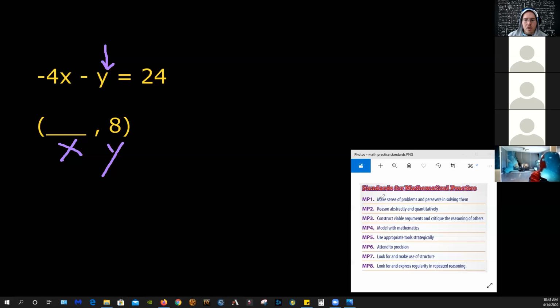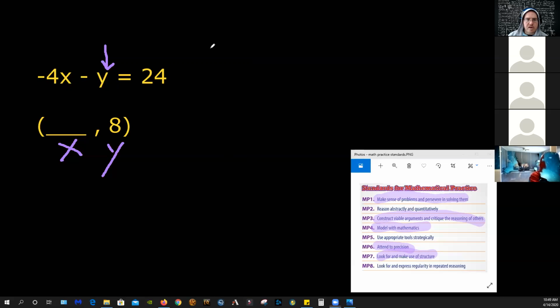Okay, so I've made sense of the problem because I know that I need to solve for x. I'm about to construct a viable argument as to why I think my answer is right. I'm going to model by showing you all my math. I'm going to use the structure of this equation with my substitution, and I'm going to attend to precision. I'm going to make sure I'm very careful with my numbers. So let's get started.